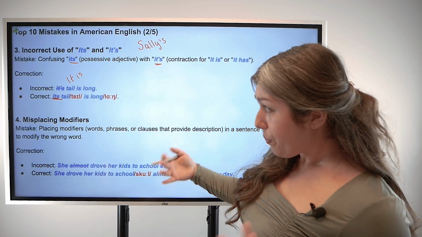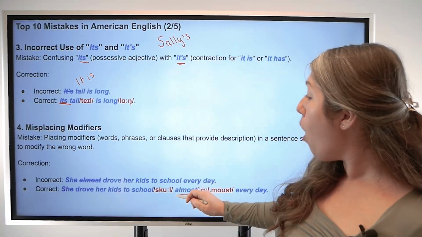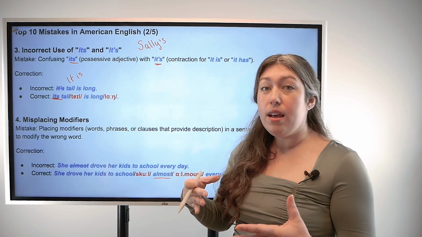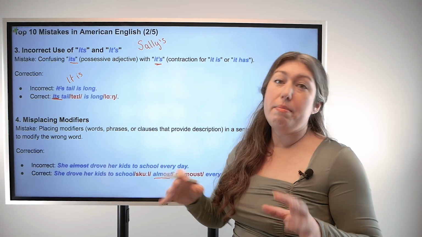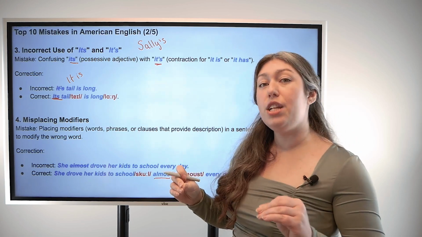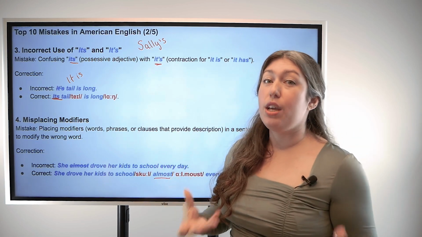The correct place of the modifier would be she drove her kids to school almost every day. That means 90% of the time she drove her kids to school and maybe 10% of the time she didn't drive her kids to school. So make sure you're paying attention to where you're placing your modifier to get the meaning that you're really going for.